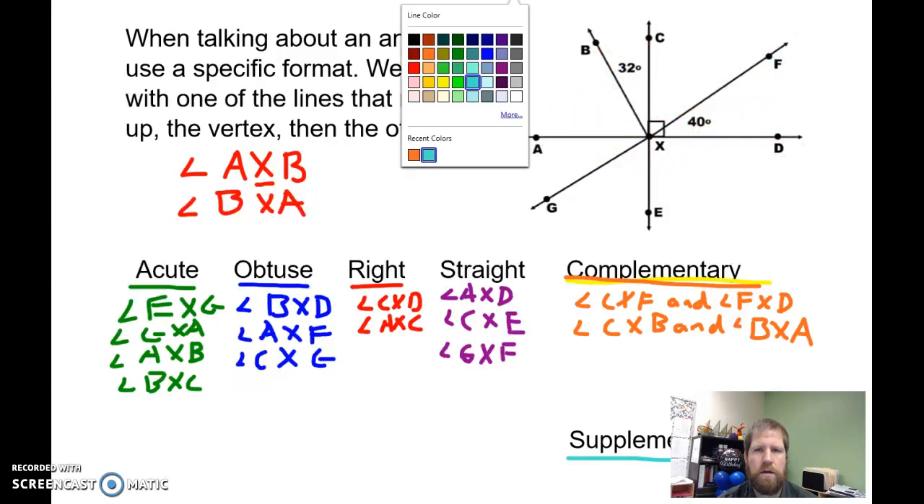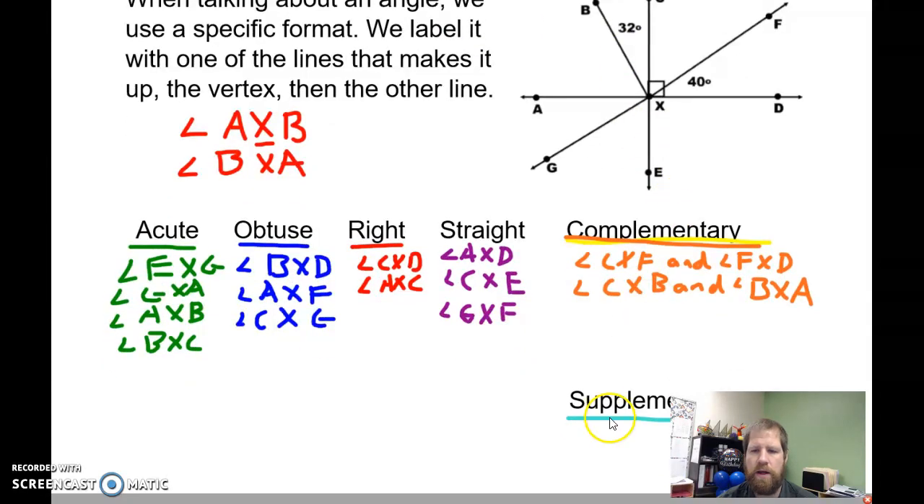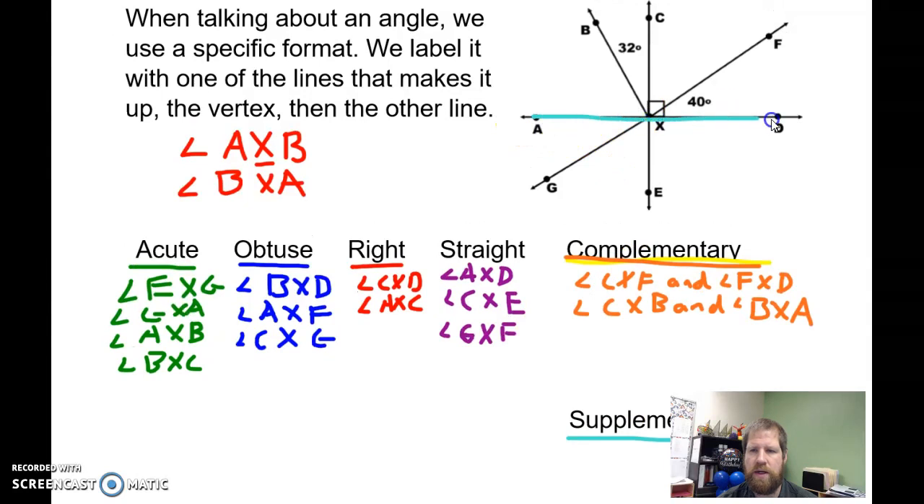So supplementary angles. Here's one of my straight angles, AXD, and you can see that in this case there's a lot, right? So there's AXB, this angle, and then BXD. Okay, so these two will form 180 degrees. AXC and CXD, that's another one. All right, or AXF and FXD. Okay, also another pair of supplementary angles.